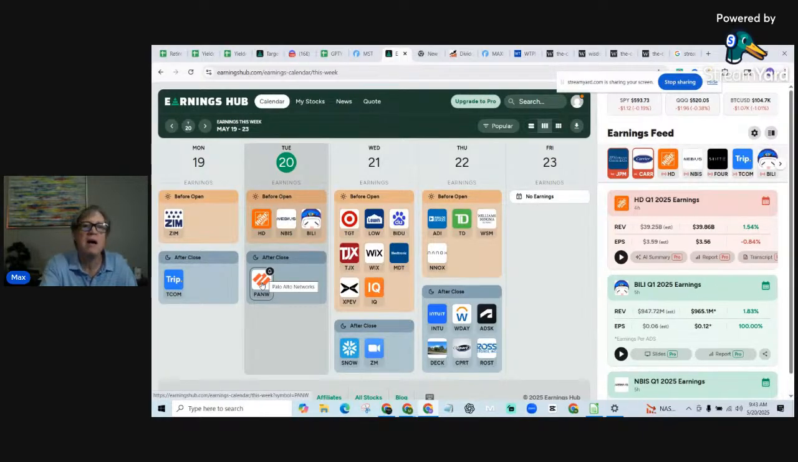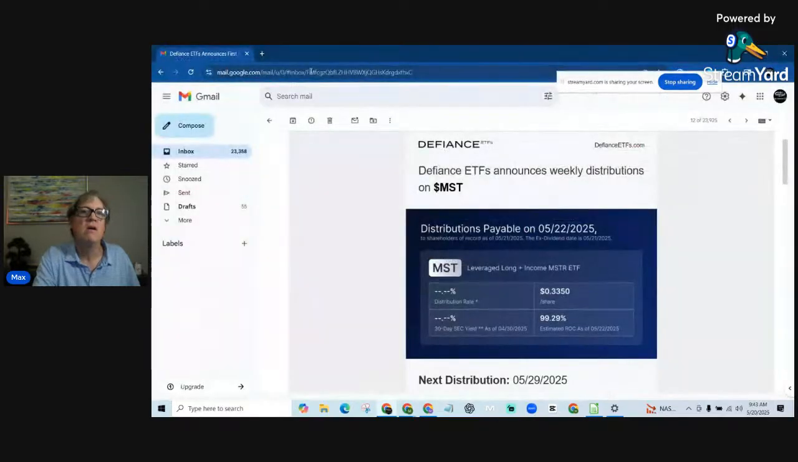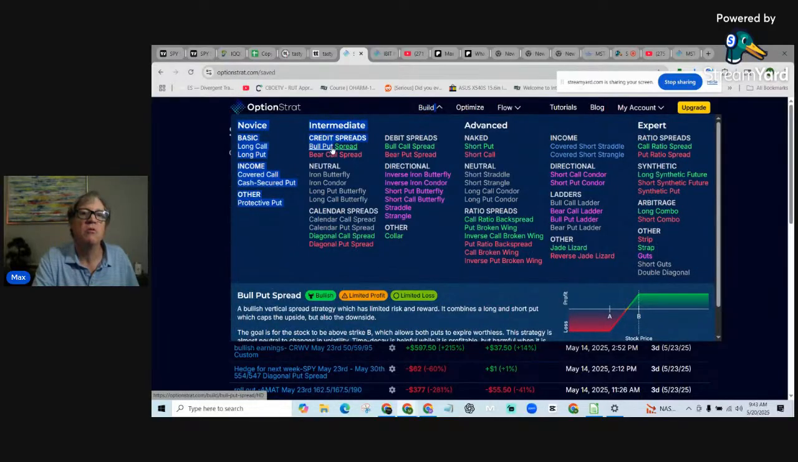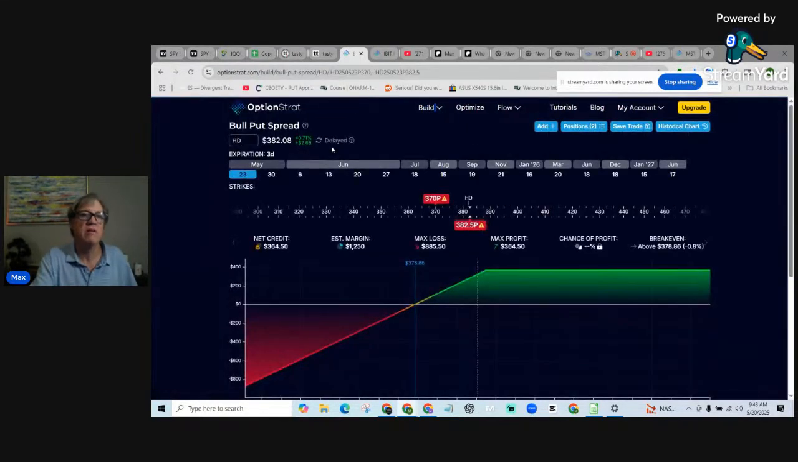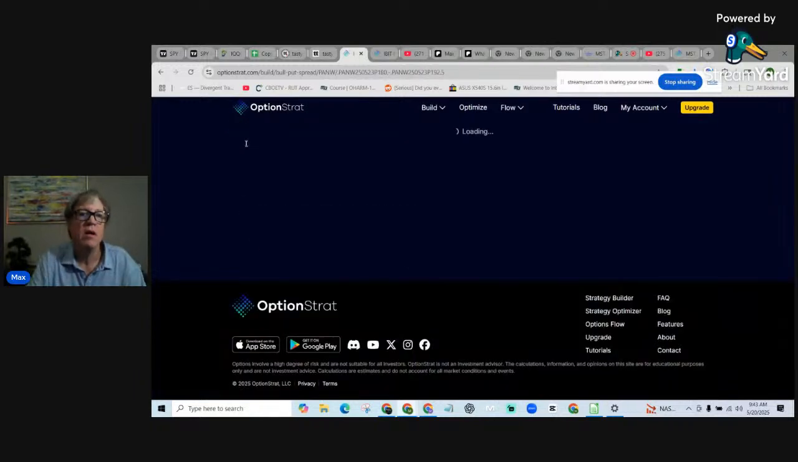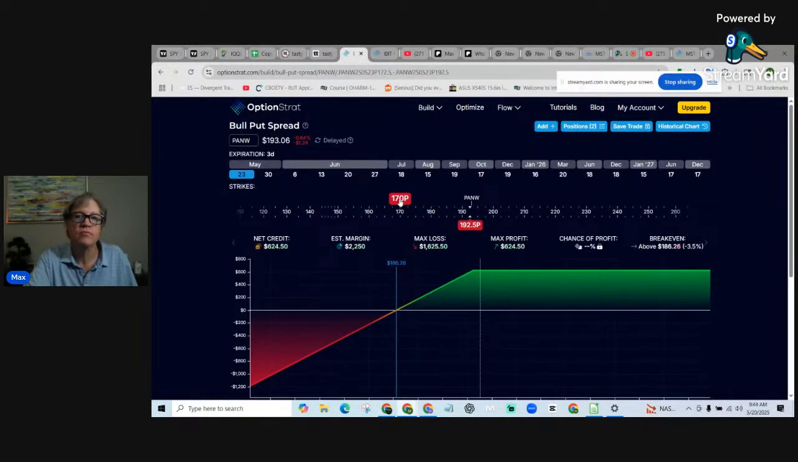Anyway, okay, so Palo Alto's after the bell today. Let's freshen that one up because I showed that one the other day, but those option prices are probably no good anymore. So let's build the bull put spread, which is the basis of the bullish strategy. Okay, boy, I can see the liquidity from here.